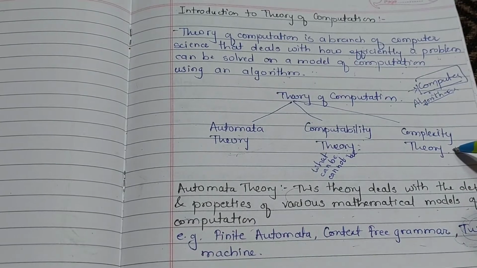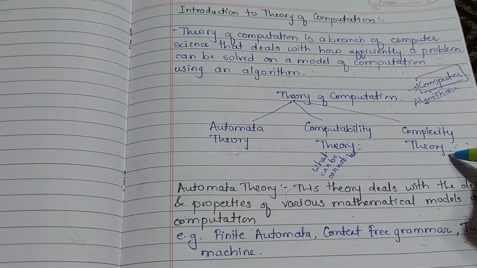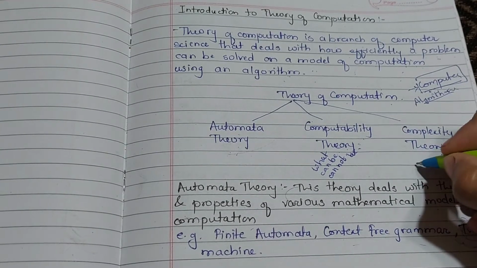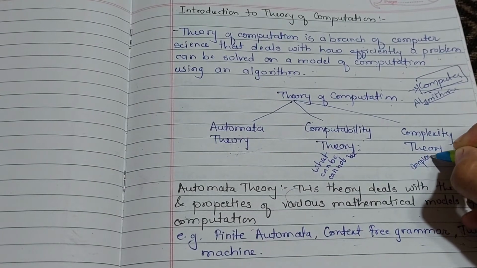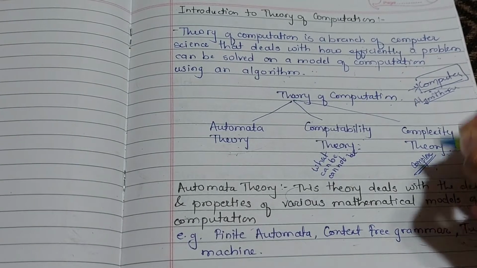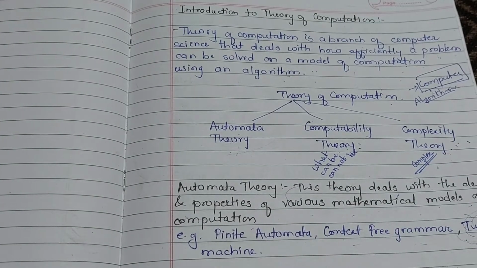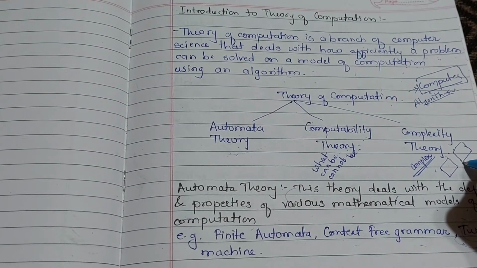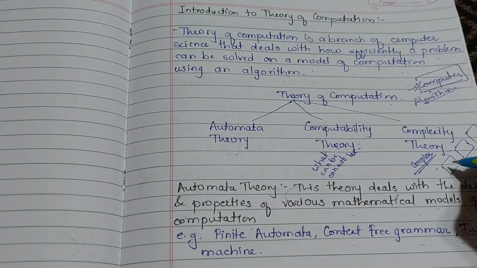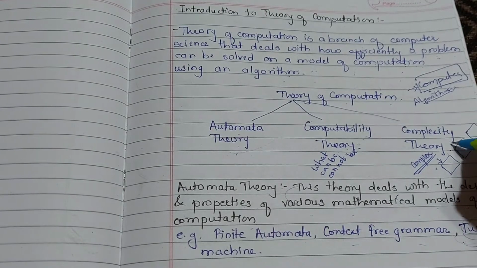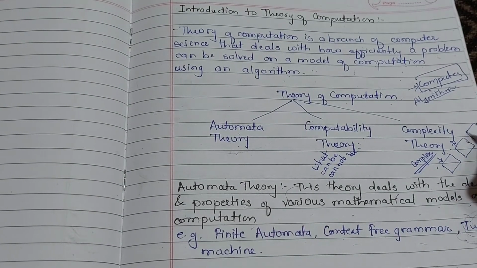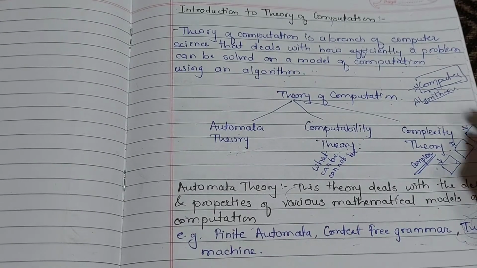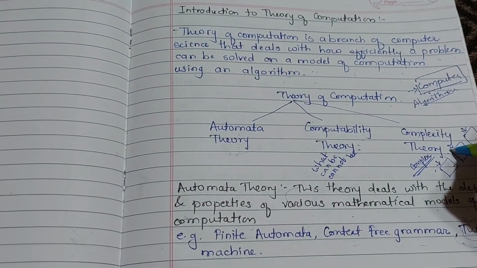The last theory is complexity theory. This theory groups the problems based on their complexity, whether that problem is complex or whether that problem is easy. Based on that it groups those problems based on their hardness. We can say whether that problem is very hard, somewhat medium hard, or very easy. So this is there inside complexity theory.